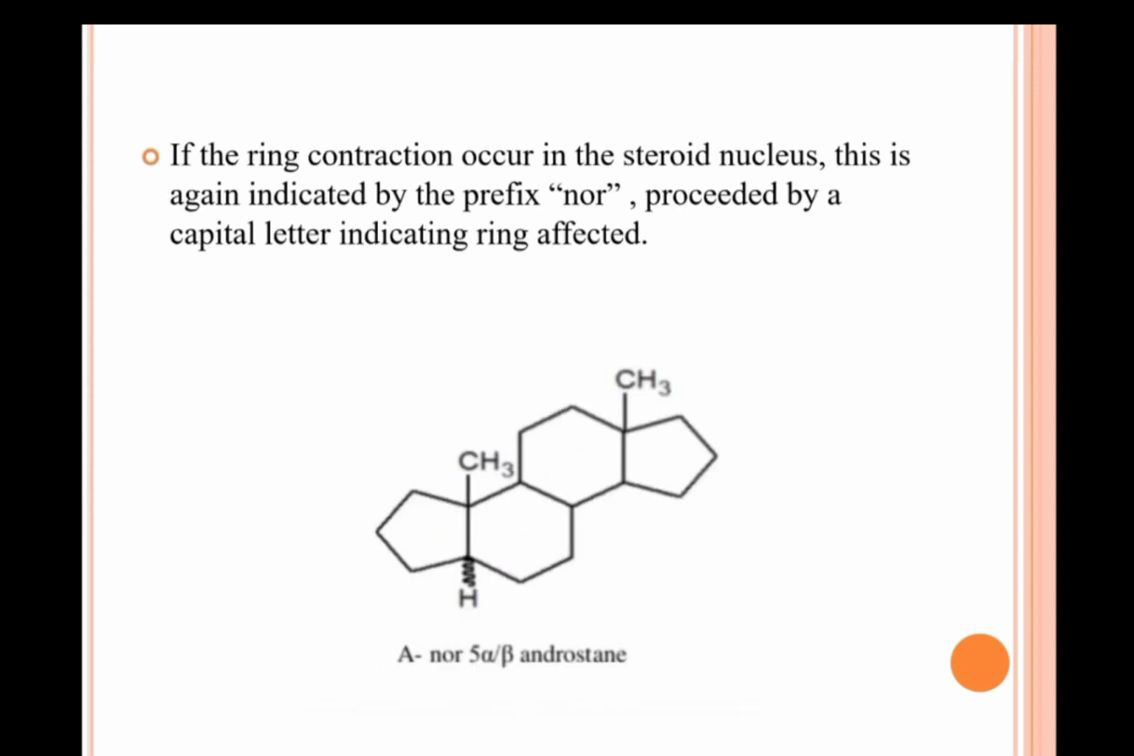Next rule. If ring contraction occurs in the steroid nucleus, this is again indicated by the prefix nor preceded by a capital letter indicating the ring affected. As we have seen here, A, B, C rings are cyclohexane rings, and in this example, there is a contraction in A ring. Therefore, nomenclature is A-nor-5 alpha or beta-androstane.